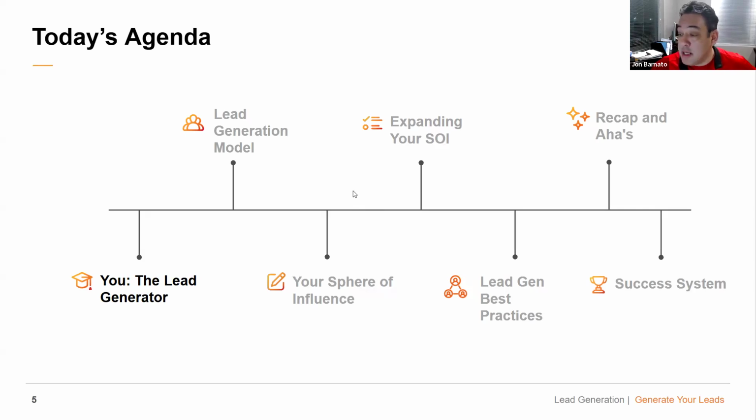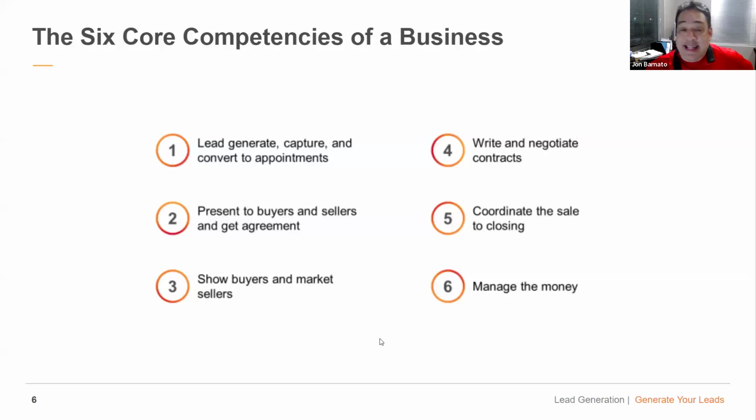So let's go. We're going into lead generation today. The six core competencies of your business are: lead generate, capture, and convert to appointments; present to buyer and seller agreements; show buyers the market; write and negotiate contracts; coordinate the sale closing; and manage the money. Now, I want to point out something. Two through six require that you do one really well. Without one, two through six don't happen. So I want to point that out to you.